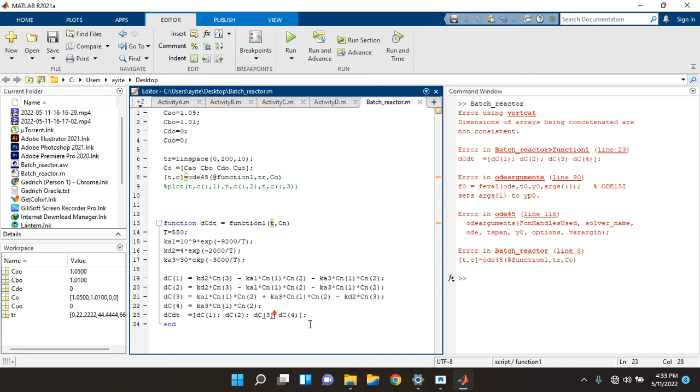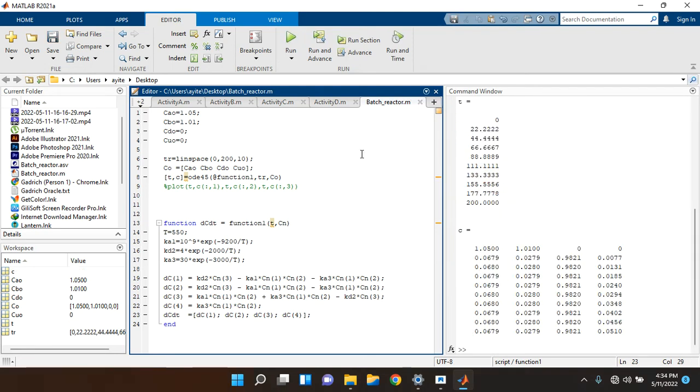Okay, so there's an error. Due to the semicolon that I didn't bring here, it made an error, because I want it to be in columns. So the concentration for the first part is the first column, as you can see here. The concentration for the second one here, third one here, and the fourth one.